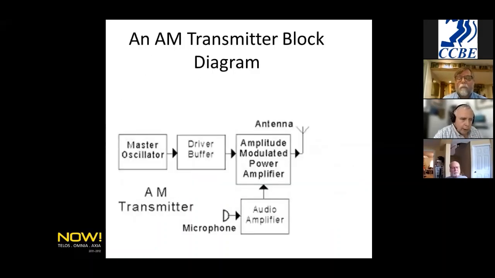Here's a block diagram of the AM transmitter. You start with a master oscillator or exciter. That's where the frequency for the station is actually generated. It runs through drivers and buffers, and then it is applied to the power amplifier, where it is modulated by the microphone signal or the signal out of your console going through the audio amplifier and then out to the antenna itself.